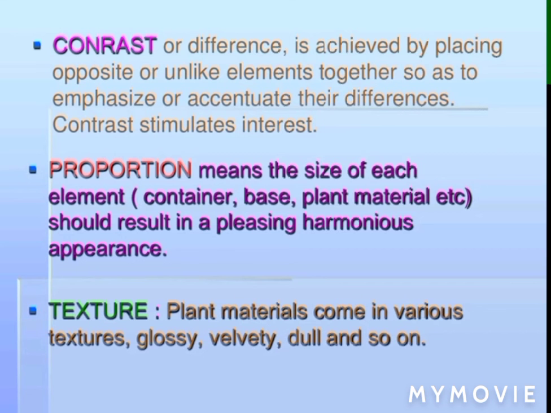Then we have contrast or difference. This is achieved by placing opposite or unlike elements together so as to emphasize or accentuate their differences. Contrast stimulates interest. Then we have proportion, which means the size of each element, like the container, the plant material, etc. This results in a pleasing harmonious appearance if the size and shape are in proportion. Then we move towards the texture. Plant material comes in various textures: glossy, velvet, dull, and so on.